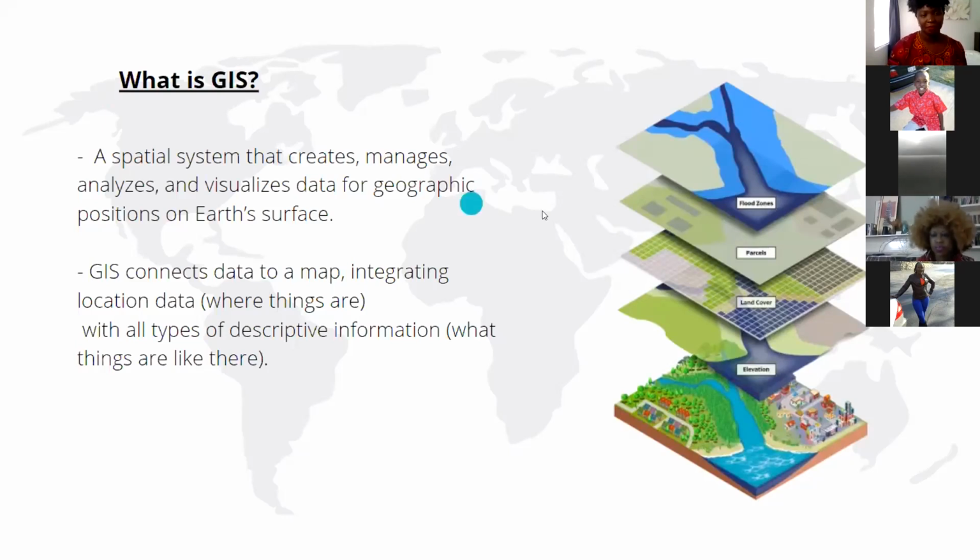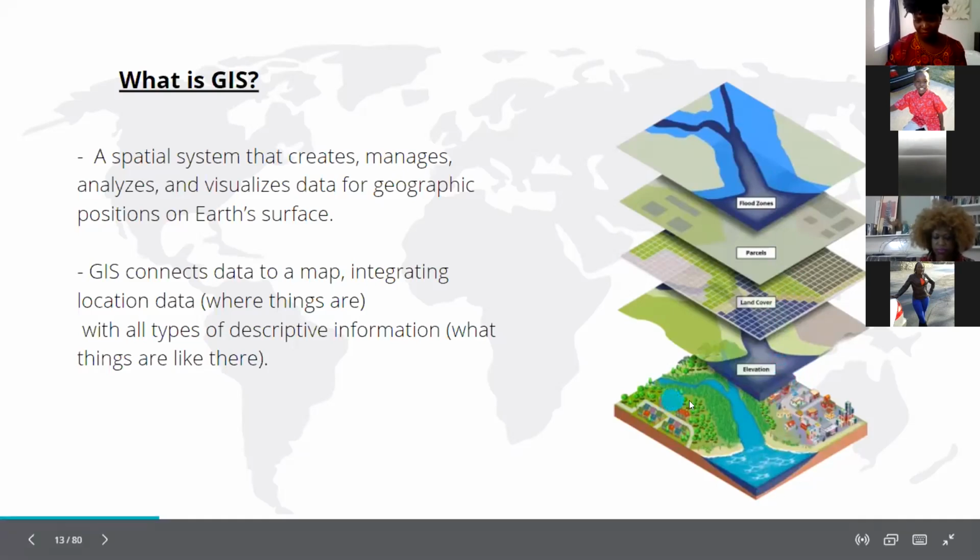So when we say something about Nairobi, it is the location of Nairobi. Where is it located in Kenya or in the world? When you see it on the Earth's surface, you're able to visualize what that is. The picture that I have here shows the land, the flood zones, parcels, land cover, and elevation. When you put all these layers on top of the Earth's surface, you are able to come up with the bottom that shows how the rivers are, how the trees are, and how the houses are.